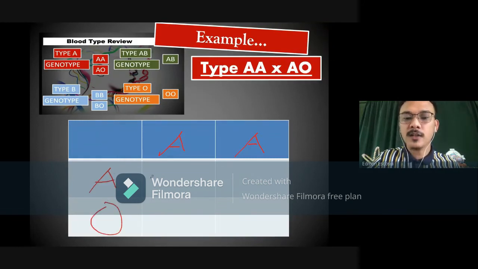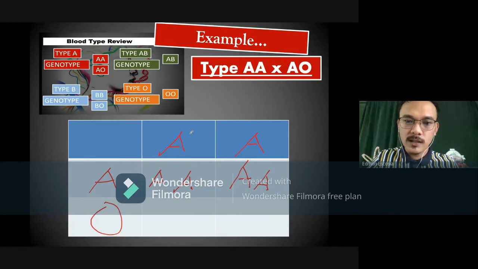Again, same rule in getting the offspring. You are going to cross the parents. So this becomes capital A, capital A. And this becomes capital A and another capital A. For this offspring, cross between this parent and this parent, so AO. And also in the last offspring, it's AO.